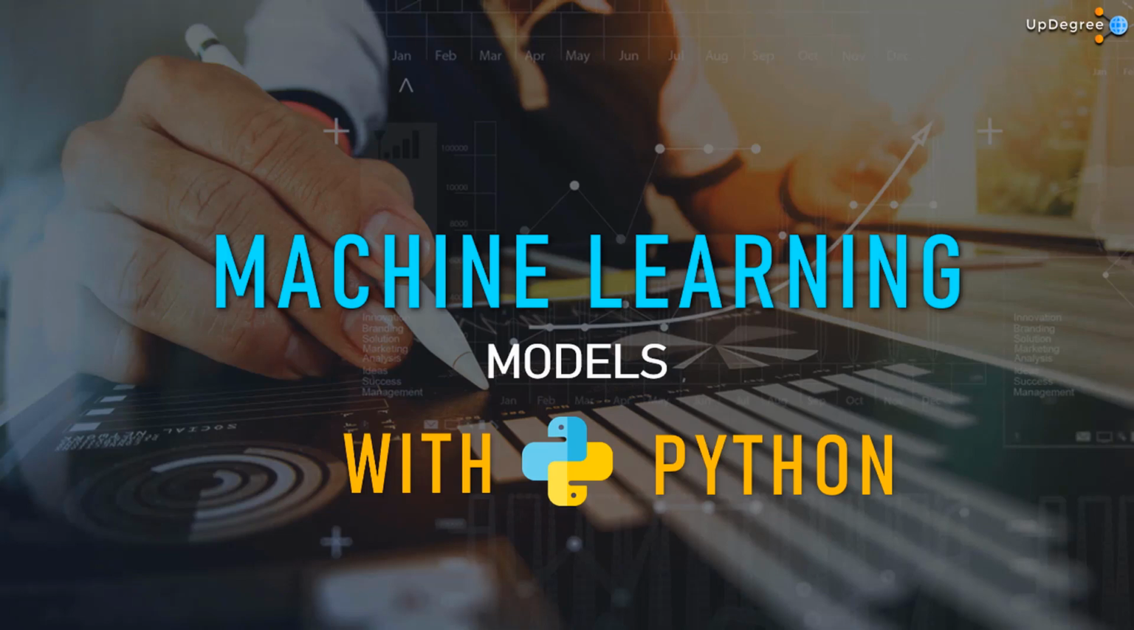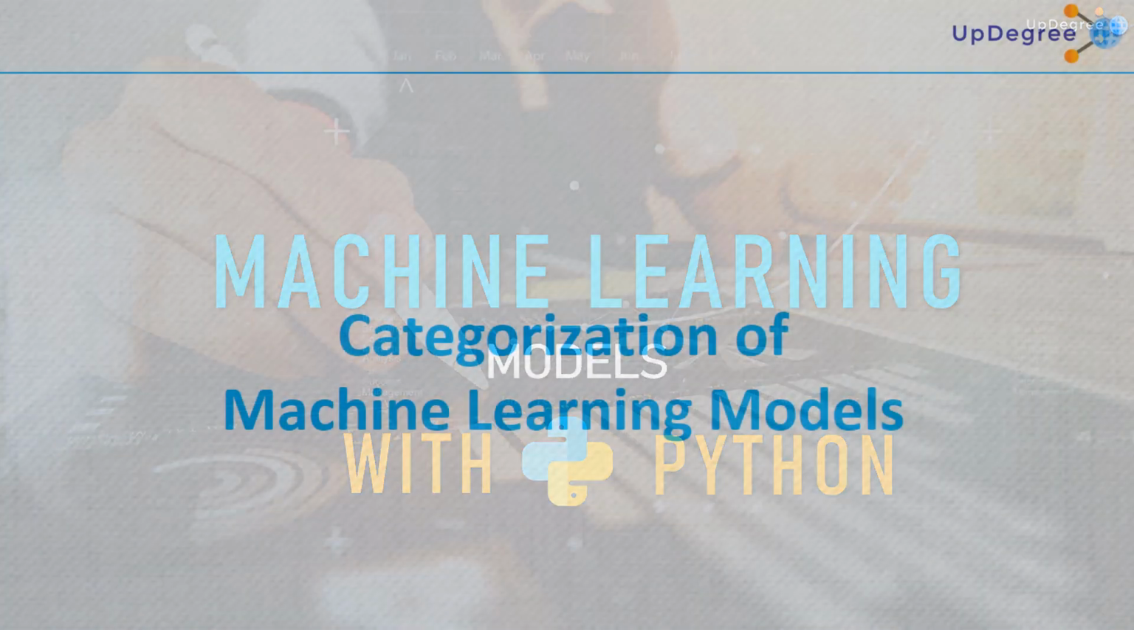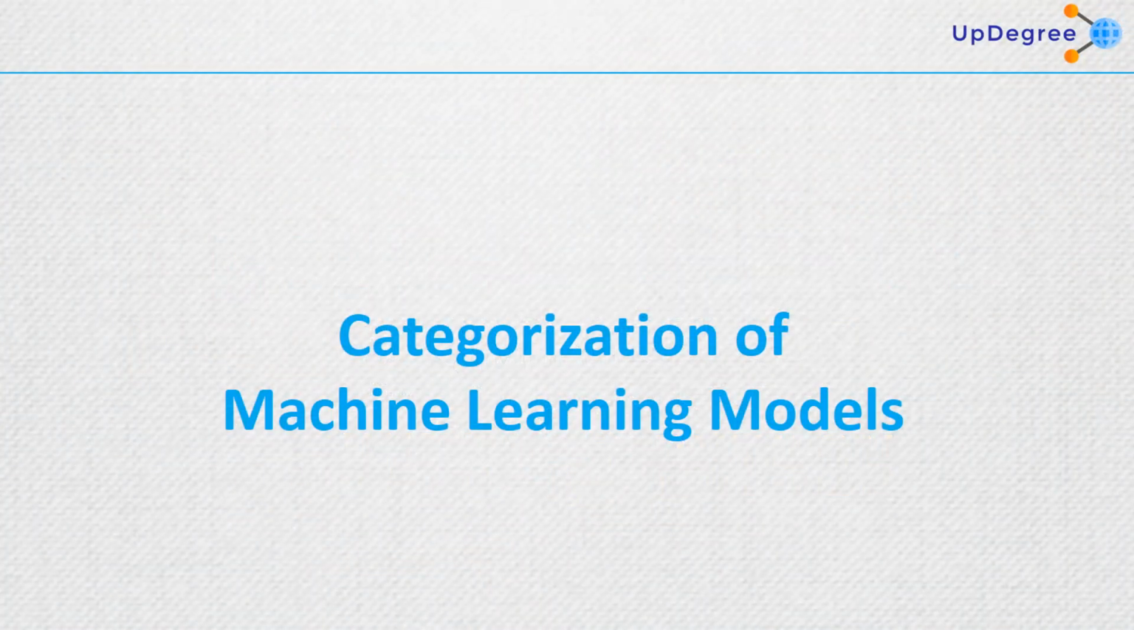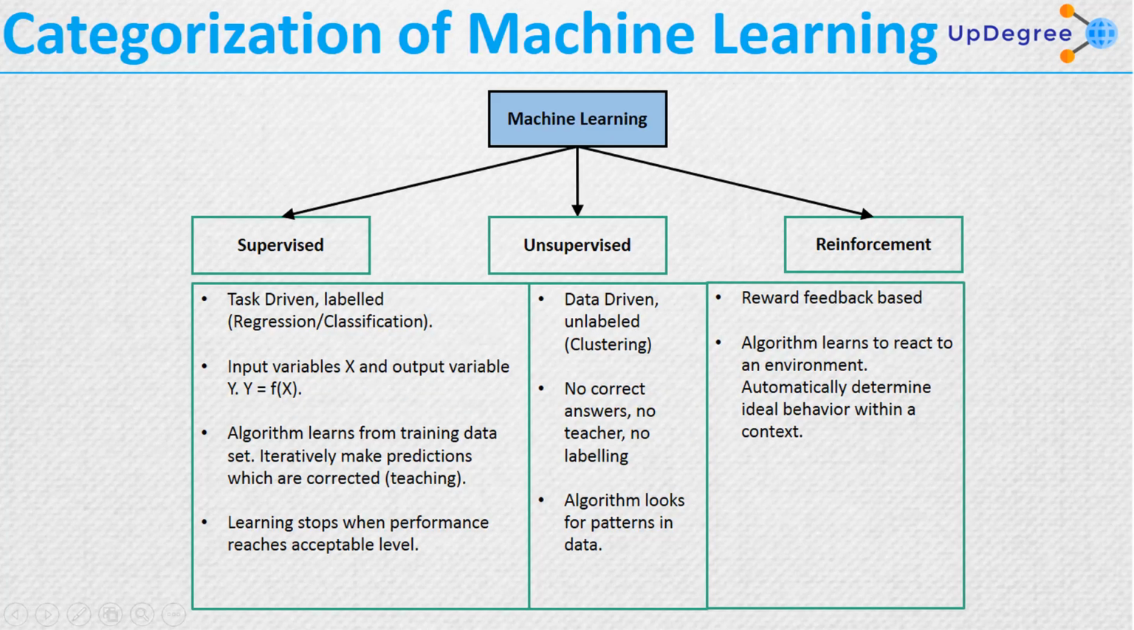I am Arnab Chakraborty from UpDegree, and in this video we are going to cover categorization of machine learning models. So what are the different categories that are available in machine learning models? Here we can find that we are having mainly three different categories: supervised, unsupervised, and reinforcement. Let us discuss the supervised model category.